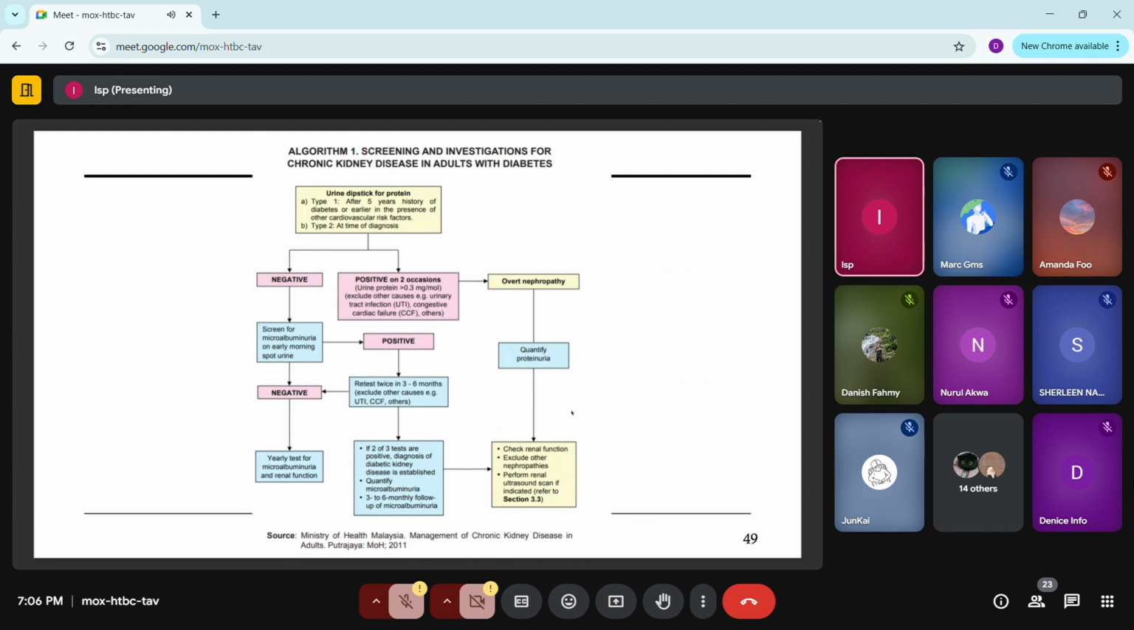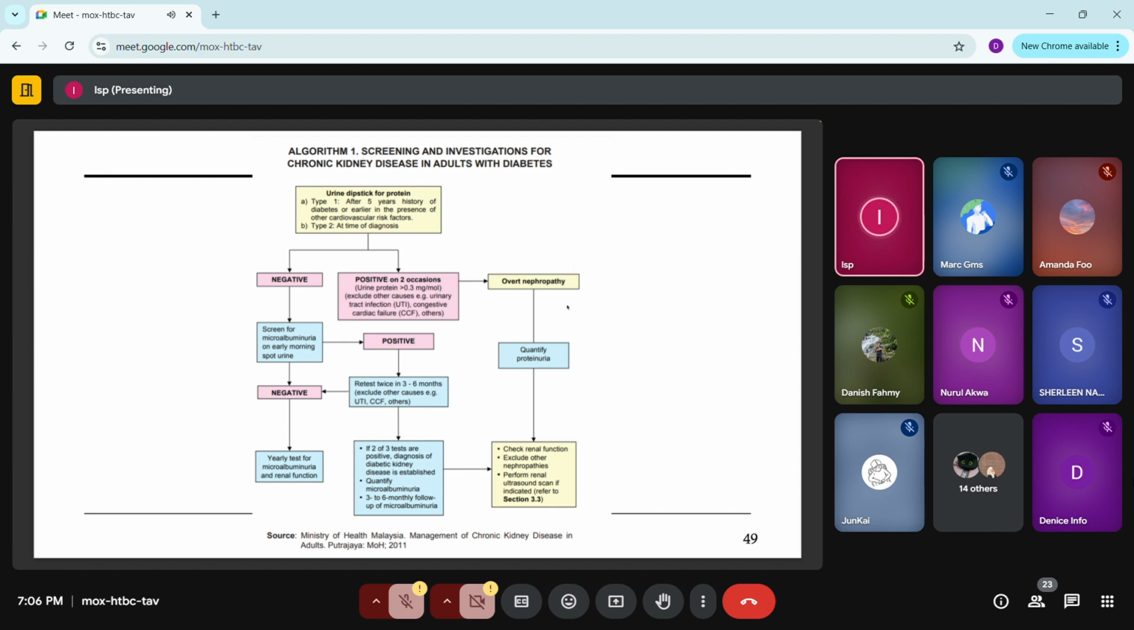Okay. So how do we screen the kidney disease patient in those with diabetes? The non-invasive, readily available test will be urine dipstick. Urine dipstick is to pick up any overt nephropathy. If let's say urine protein is positive 2+, they are considered overt nephropathy.